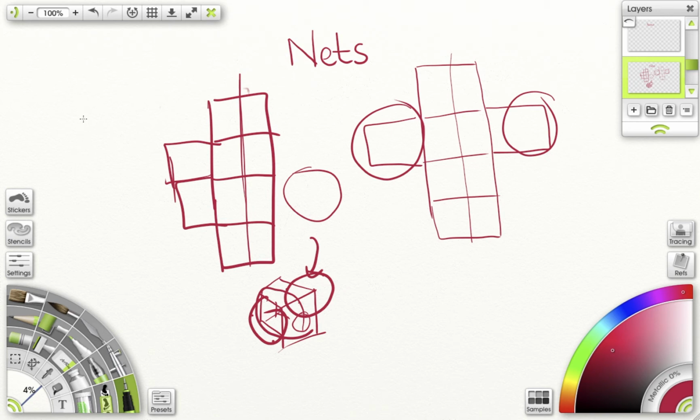The general rule of thumb is usually a train of 4 squares. So 1, 2, 3, 4, and a square on each side. So it could be like this, or it could be like this.